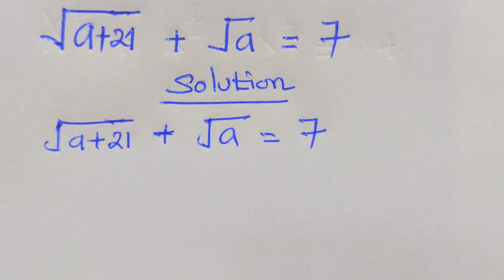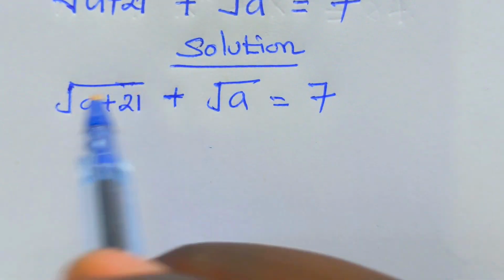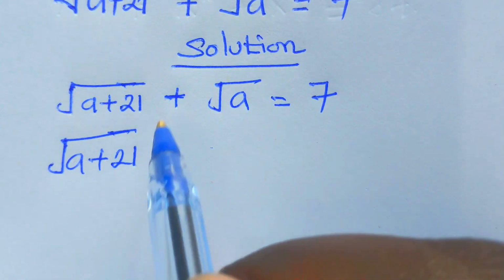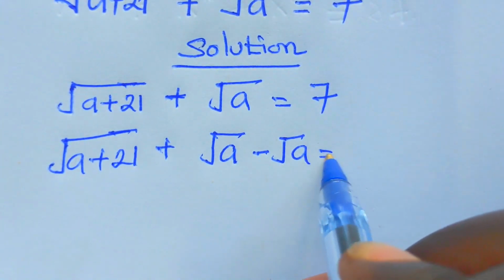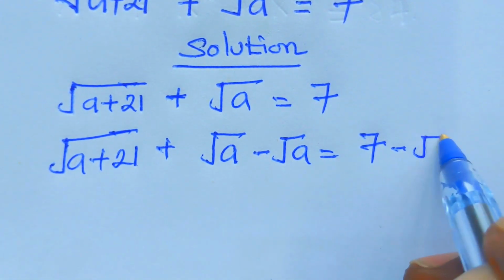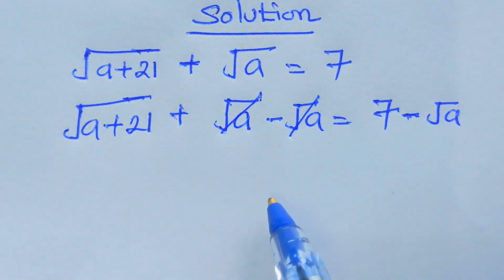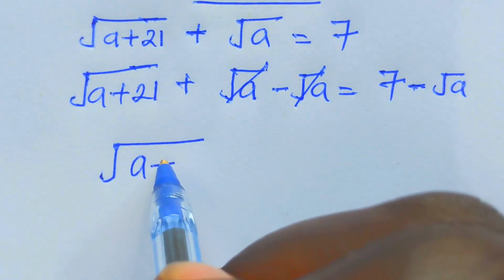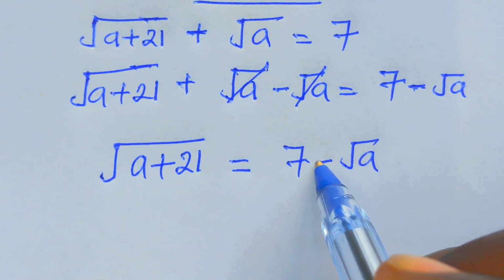Now what can we do? First of all, I'm going to move this term across the equal sign. By doing that, we have the square root of a plus 21, then plus the square root of a minus the square root of a, equals 7 minus the square root of a. At this moment we cancel the square roots of a on the left to remain with the square root of a plus 21 equals 7 minus the square root of a.